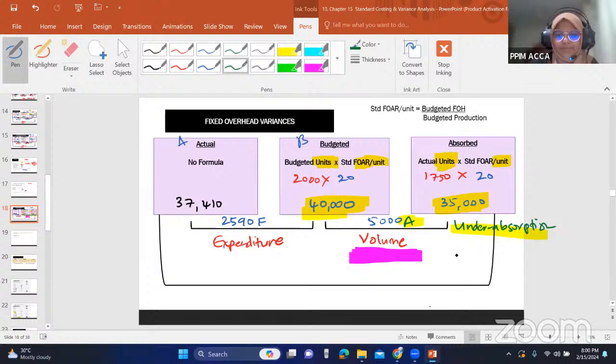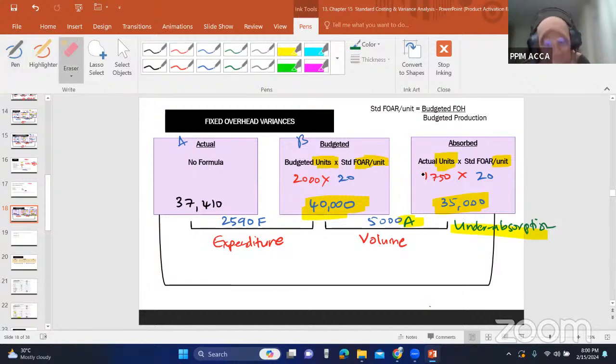Is that clear? Some lecturers don't even go to that extent. Some of them just say this. Look at the budgeted units. Look at the actual units. If the actual units is dropping, it's adverse. If the actual units is increasing, then it is favorable. Actually, that works 100% of the time. Okay, there is no logic behind that, but it works.